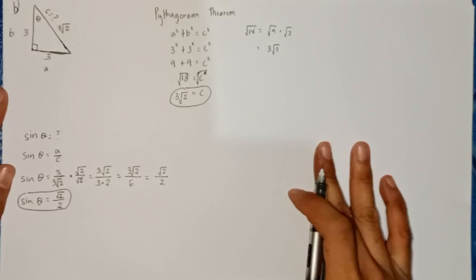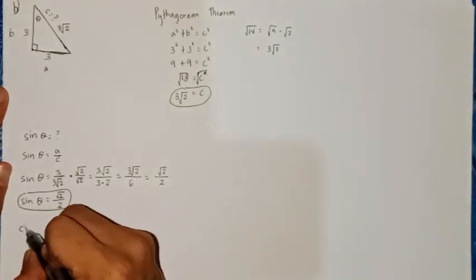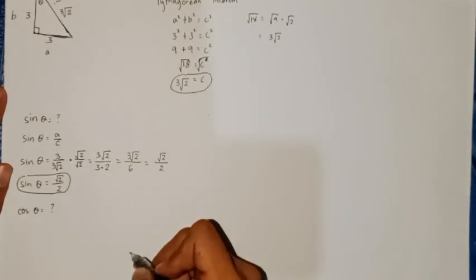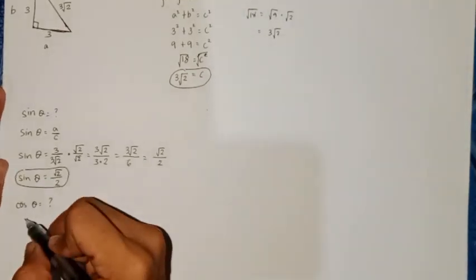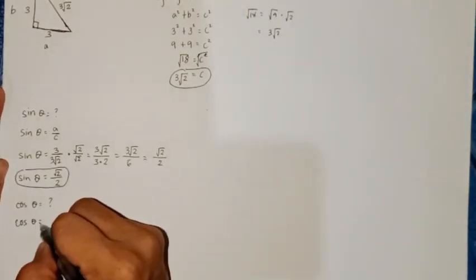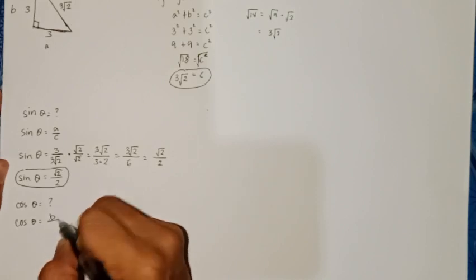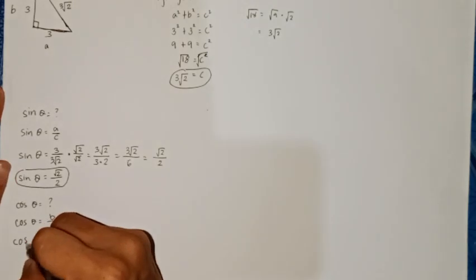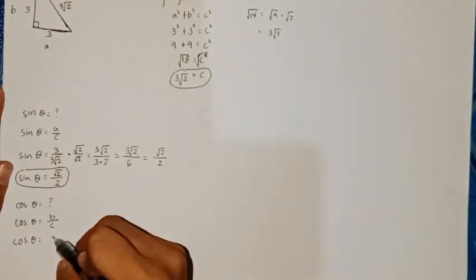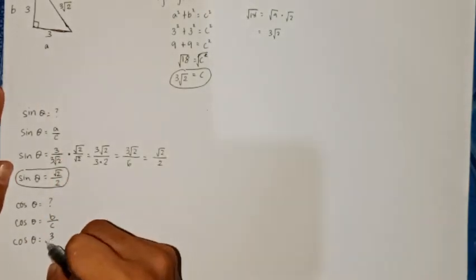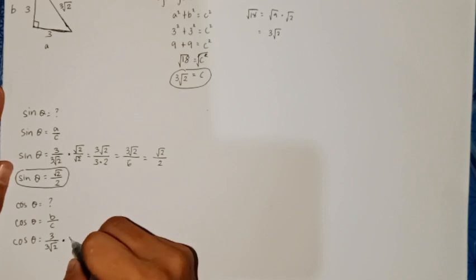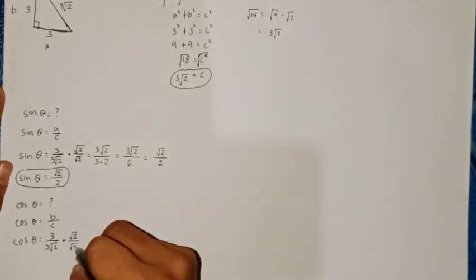Sine theta is equal to square root of 2 over 2. Now, let's proceed to find the value of cosine theta. Cosine theta is equal to adjacent over hypotenuse. Cosine theta is equal to the value of our adjacent is 3, hypotenuse is 3 root of 2. Now, we need to rationalize the denominator.